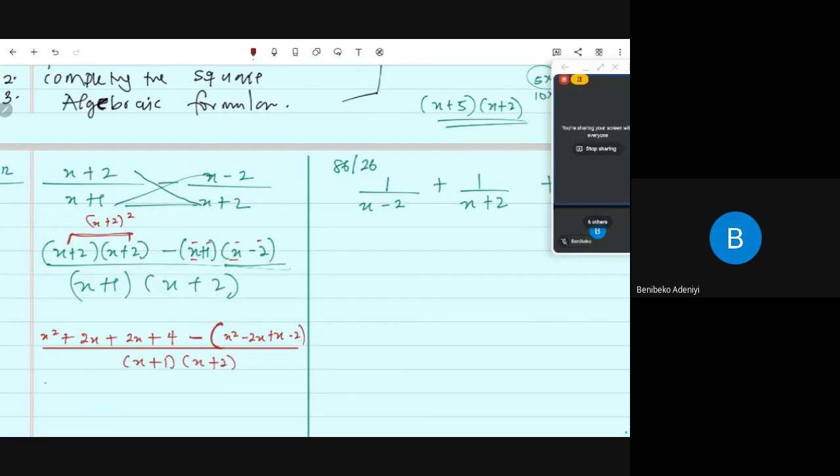So here now you have x squared plus 4x. You can see 2x and 2x, 4x, plus 4. Now this minus will change everything in here. Minus x squared plus 2x minus x plus 2. Because there's a minus outside, this minus will change to plus, plus is changed to minus, minus is changed to plus. Why? Because of the effect of the minus here. Everything upon what? Upon x plus 1, x plus 2.